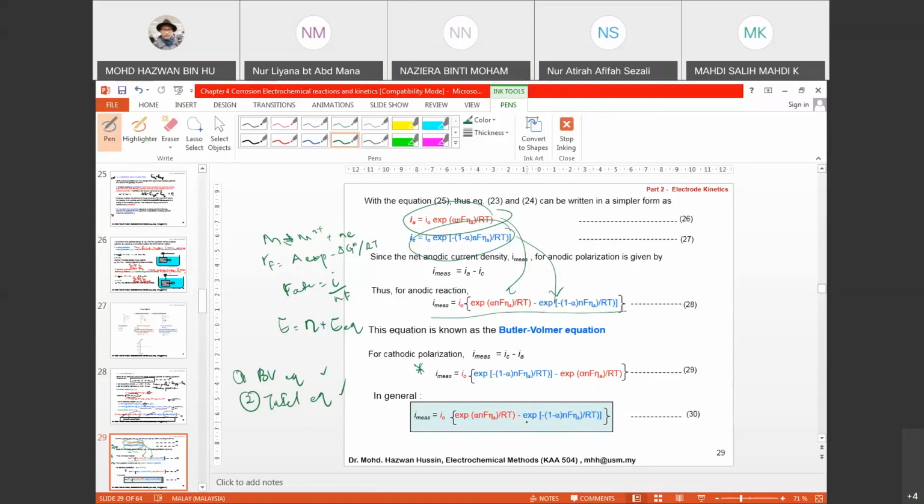Okay, so the Butler Volmer equation is very much important for polarization, especially the next chapter. We are going to learn about the electrochemical methods using potentiodynamic polarization, where later on we will relate this formula to the measured current density, or the I corr, and the corrosion current density is measured using this formula.